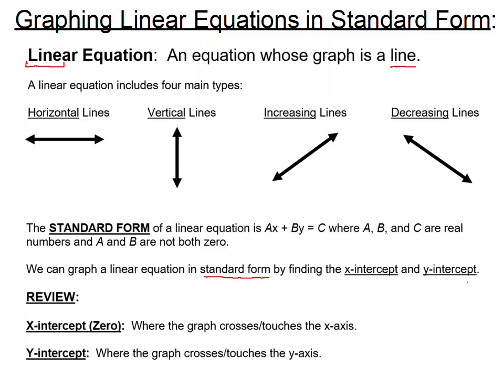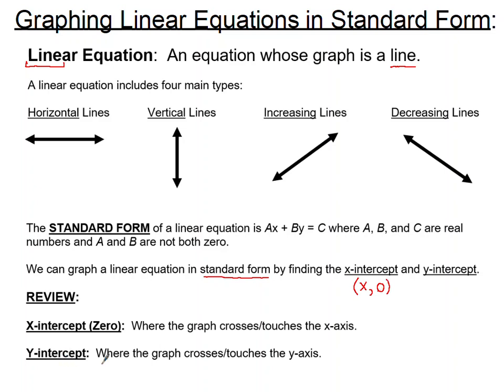Let's review what those are. The x-intercept, or we also call it the zero, is where the graph crosses or touches the x-axis. An x-intercept will be an ordered pair. We will have a number for the x, and then y will be 0. Every point on the x-axis will have a y-coordinate of 0.